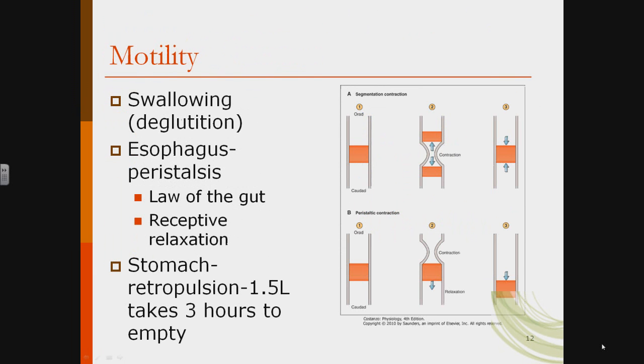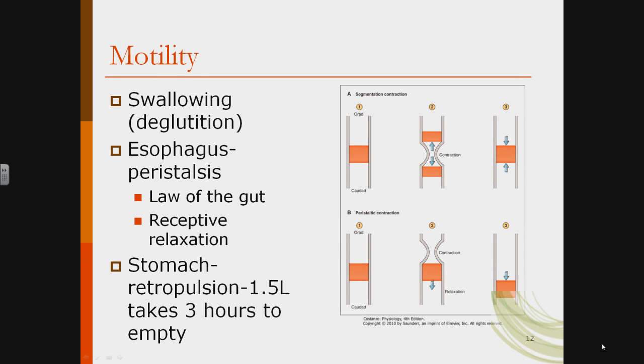Our last slide of the first installment of this lecture continues with motility. When we swallow, or deglutition, we are basically relying on contraction, as shown here in A, number 2. We're seeing a contractile ring, and then on either side we're seeing relaxation. When we actually swallow and it leads to peristaltic contraction, we see a contractile ring behind the bolus, but relaxation ahead of it, and this is called receptive relaxation.